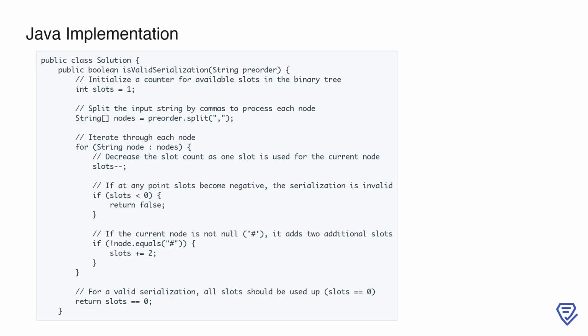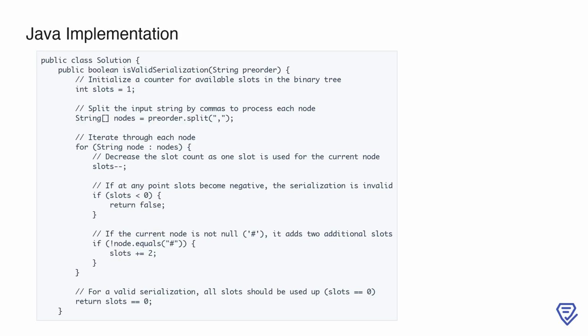First, we define a method called isValidSerialization, which takes a string input representing the preorder traversal. We initialize a counter called slots to 1. This counter keeps track of the available slots in the binary tree, starting with one root slot. Next, we split the input string by commas into an array of nodes to process each node individually.